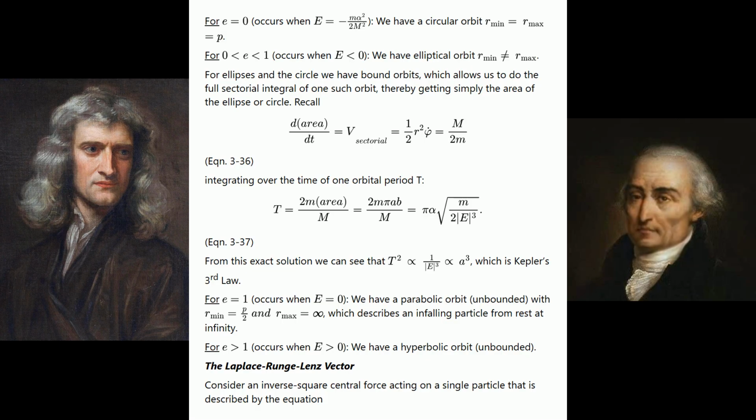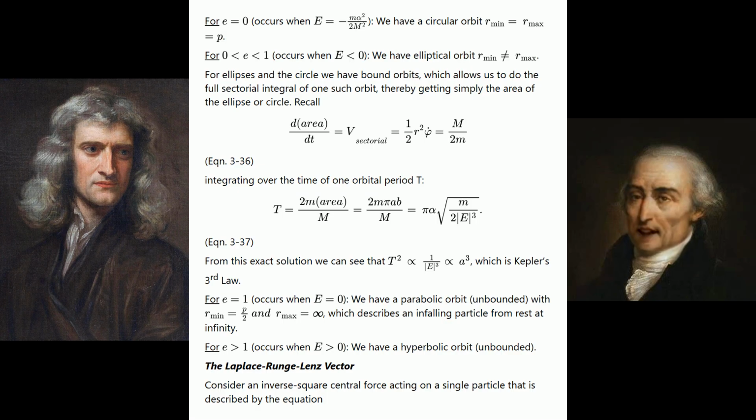For epsilon equals 1, which occurs when E equals 0, we have a parabolic orbit, unbounded, with R sub-min equals P over 2 and R sub-max equals infinity, which describes an infalling particle from rest at infinity. For epsilon greater than 1, which occurs when E is greater than 0, we have a hyperbolic orbit, unbounded.